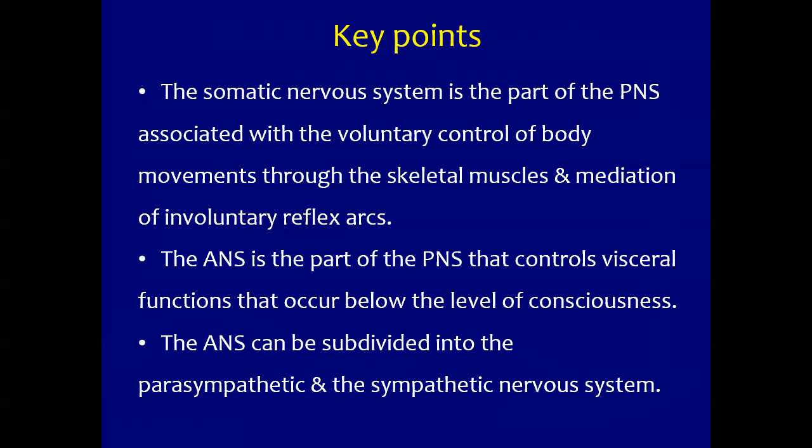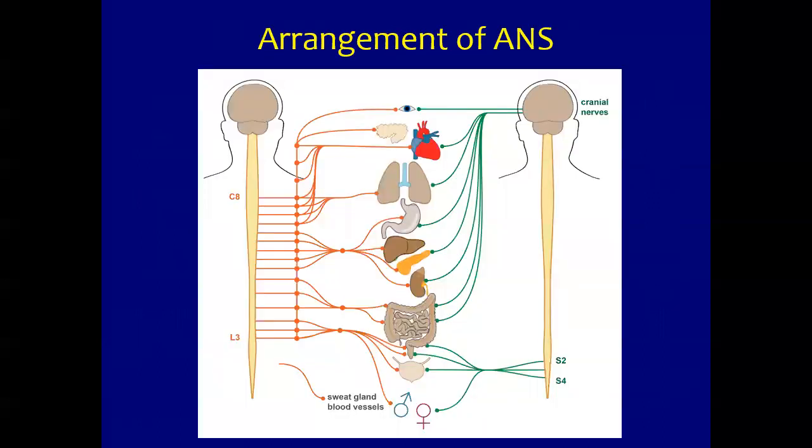The ANS can be subdivided into parasympathetic and sympathetic, as I mentioned. Now see here, this is very complicated, but I will try to make it as simple as possible for you in the coming slides. On the left side, you can see the functional organization of the sympathetic nervous system, and the parasympathetic on the right side.